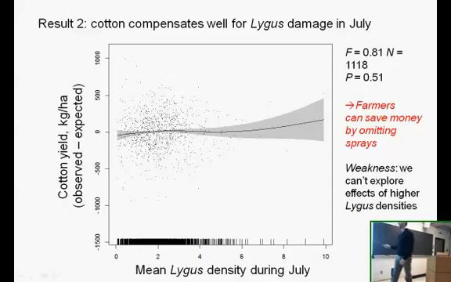The curvy line here is the result of a generalized additive model fit. So it's basically just a fit that follows the data. And we're not imposing any particular form of this relationship. And this shaded region is the 95% confidence interval. What you can see here is there is no effect. We cannot detect any effect of Lygus densities on cotton yield when those Lygus are feeding on the cotton during the month of July. So this is entirely consistent with the results of the experimental studies, which also showed no detectable effect of Lygus on yield below densities of around 10.